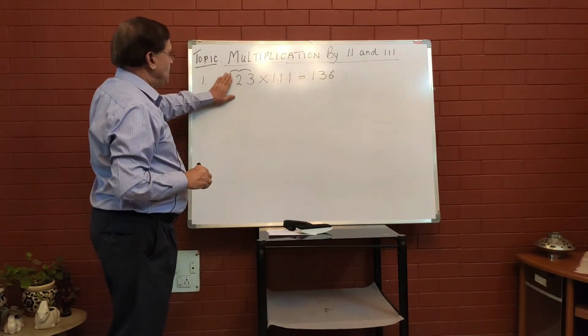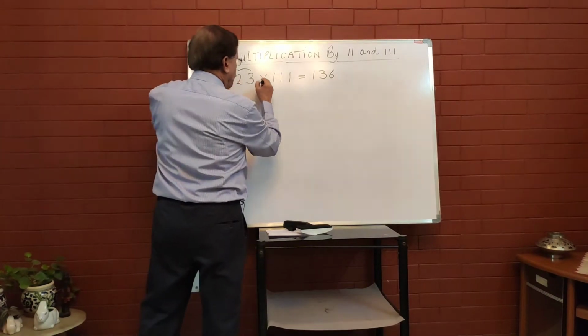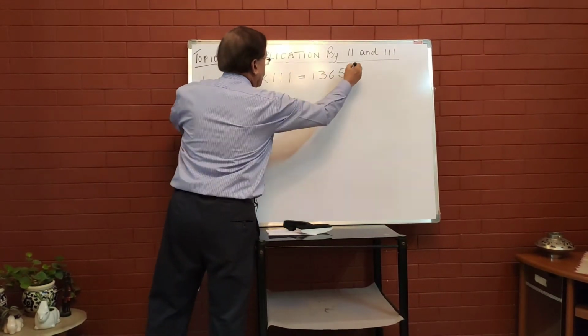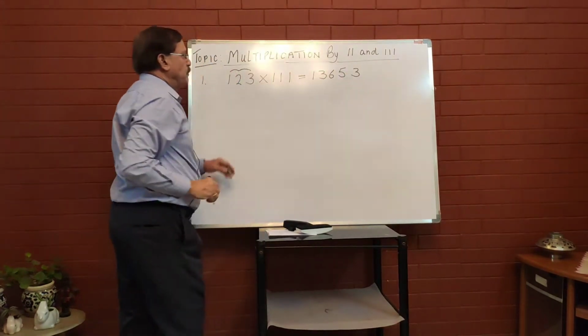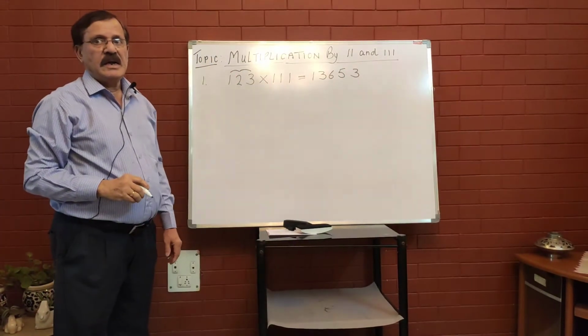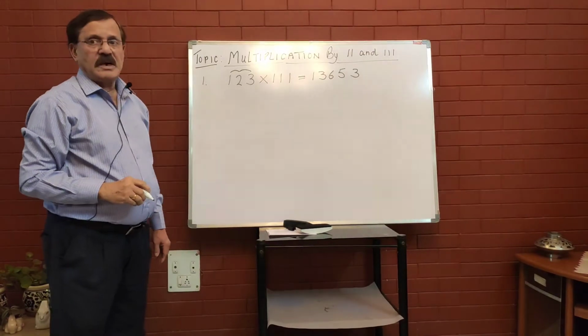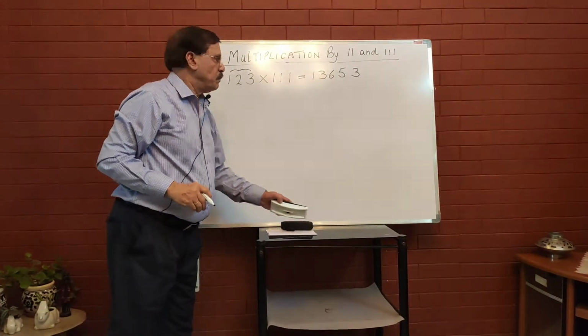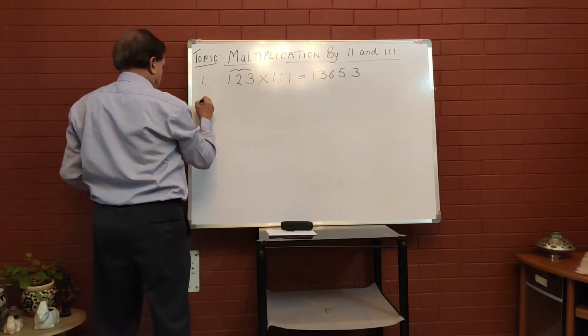Then hide this one and write 2 plus 3, 5. Hide 2 and 3 right over here. This is the product of 111. 13,653. Let us take one more.